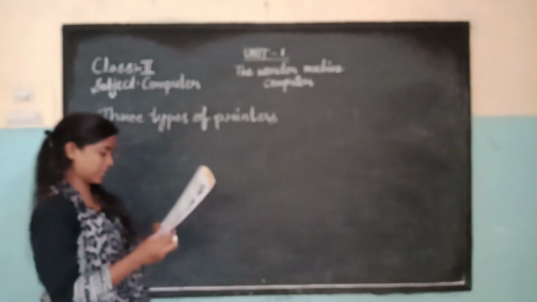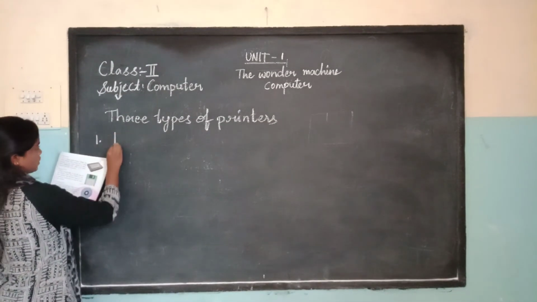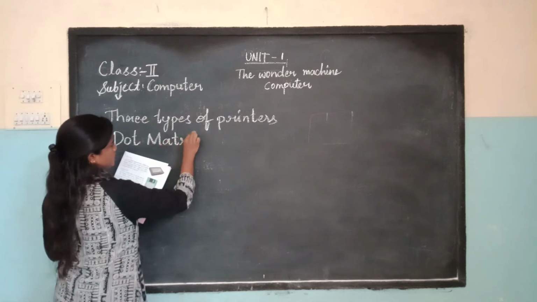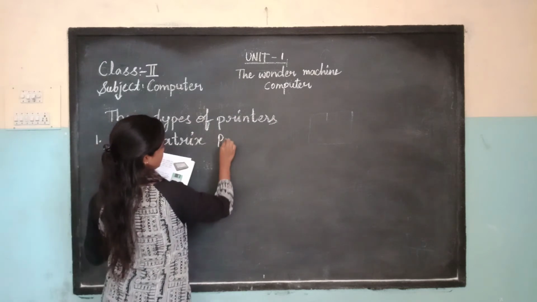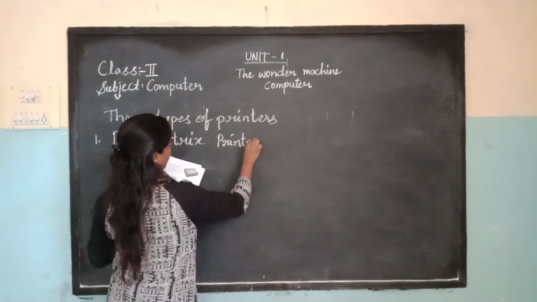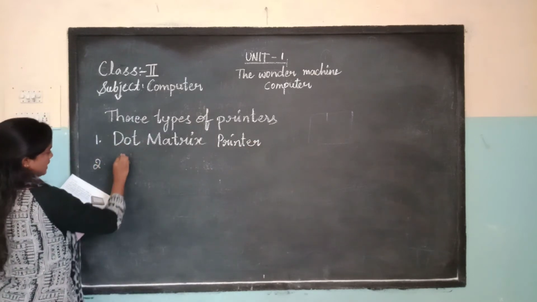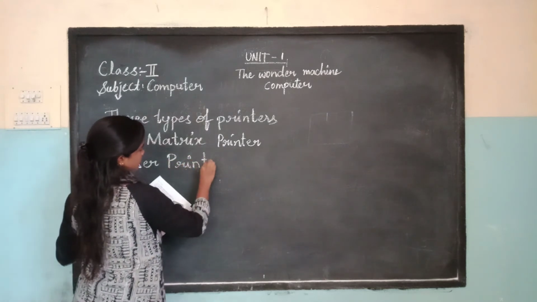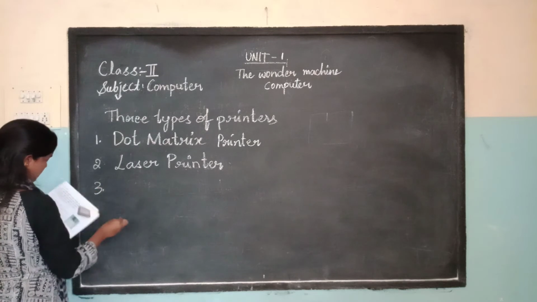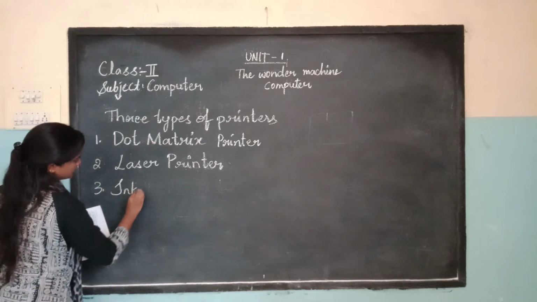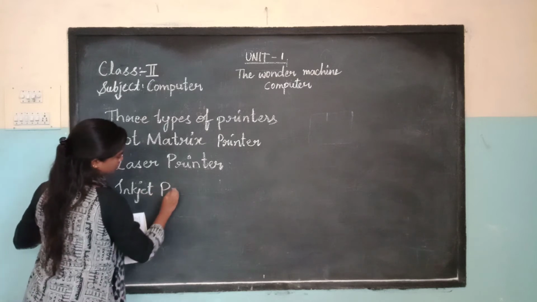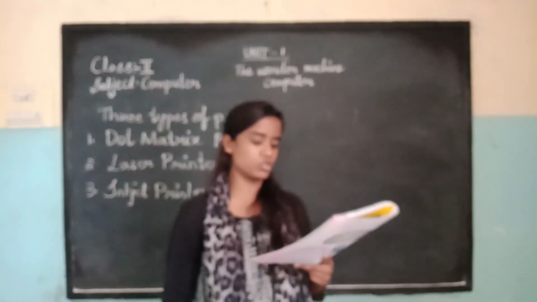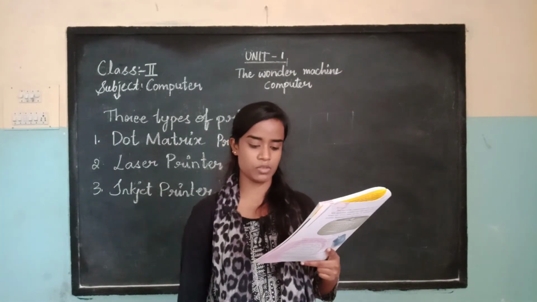No? Okay. First one, dot matrix printer. What is the first printer? Dot matrix printer. And second one, laser printer. Second one is a laser printer. And third one is an inkjet printer. Third one is an inkjet printer.